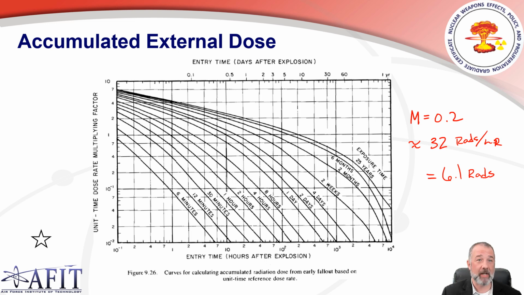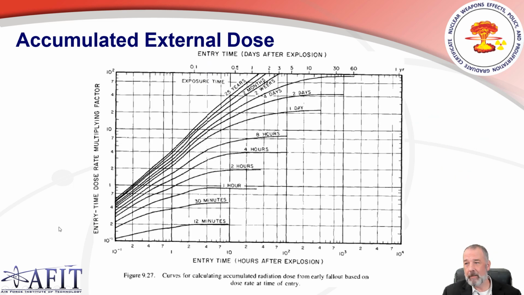This is how much dose we would accumulate during that time based off of a reference dose that we calculated from a measurement at 4 hours, which was 6 rads per hour, which gave us about 30 rads per hour reference. Pretty straightforward, at least I hope so. So that's kind of all I really wanted to talk about. There is another figure in your book, which is this figure right here. This is used in a very similar manner. I was going to talk about it, but I think I'm going to let you look at it and the example that the book provides that goes with it.